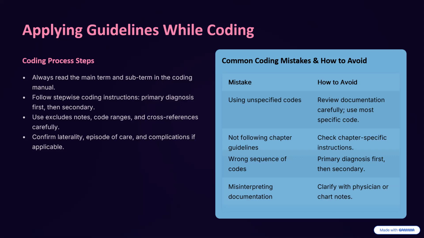Next, let's see common coding mistakes and how to avoid them. Mistake: using unspecified codes. How to avoid: review the document carefully and use the most specific codes. Mistake: not following chapter guidelines. Check chapter-specific instructions, which is most important. Mistake: wrong sequence of codes. Code the primary diagnosis first, then secondary.